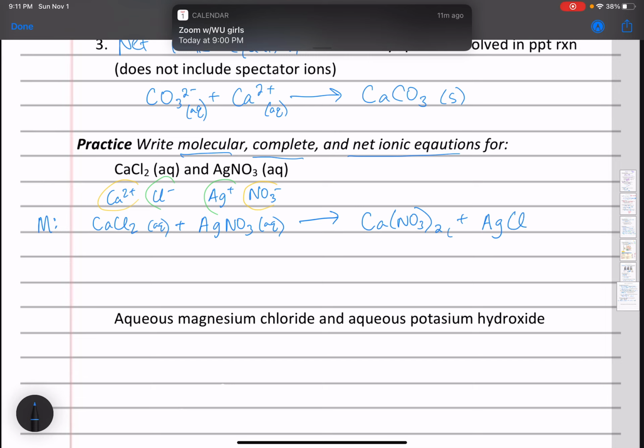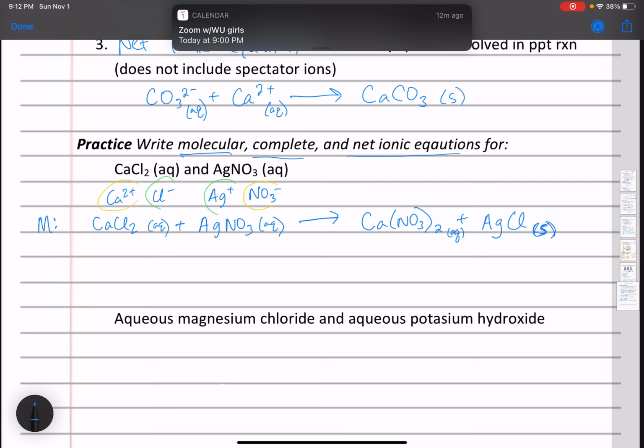I need to figure out which one of these is aqueous and which one is solid. In other words, which one is our precipitate. Calcium nitrate. Nitrates are always soluble, so this is going to be aqueous, dissolved in solution. Silver chloride. Chlorides are usually soluble, but silver chloride is one of the exceptions that is insoluble, so silver chloride is our precipitate, our solid.